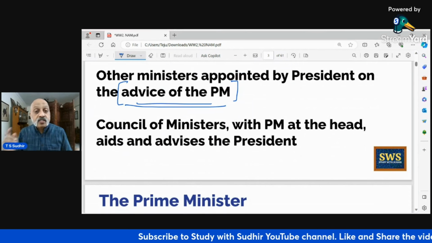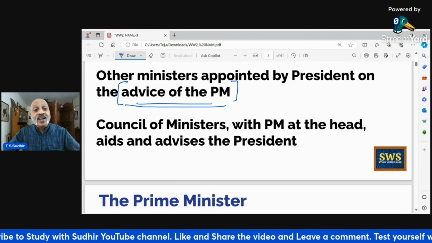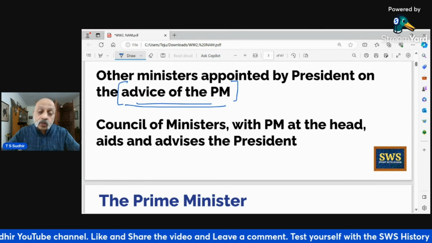Then the Council of Ministers with the Prime Minister at the head, the Council of Ministers aids and advises the President through the Prime Minister.